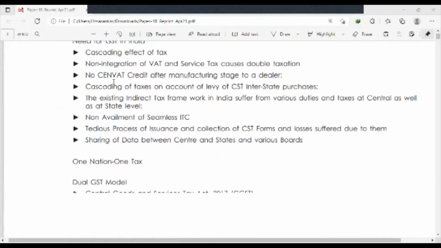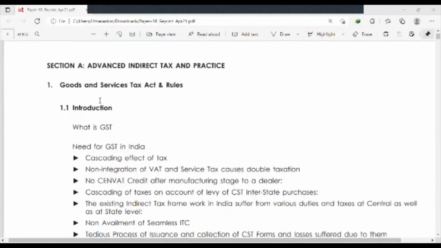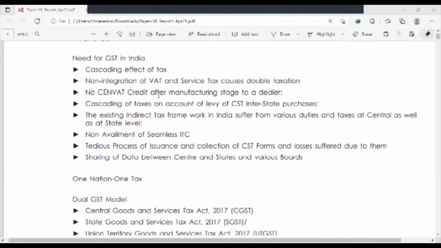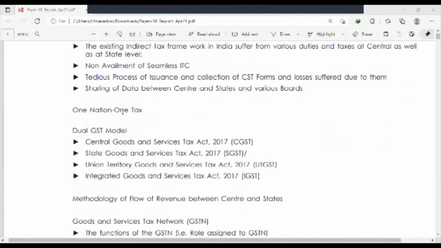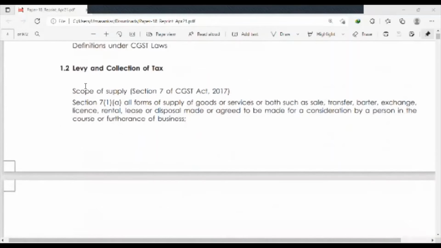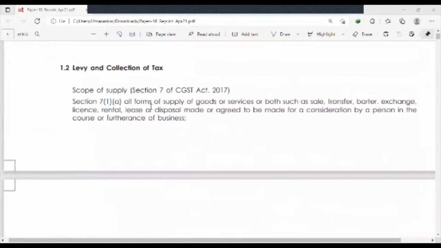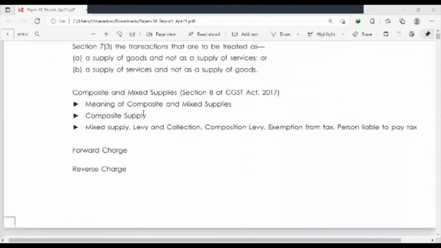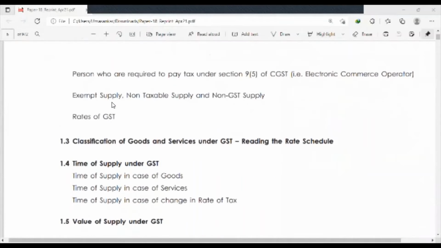In GST we first have the introduction. Under introduction we have what is GST, why GST is needed in India, how it is one nation one tax, the dual GST model, the methodology of flow, how the revenue is distributed between center and state, and the different definitions, levy and collections, which is the charging section. Then we go forward with forward charge, reverse charge, rates of GST, what is exempted supply, what is not actual supply, what is non-GST supply, what is Section 9 subsection 5, return, e-commerce operator and classifications.